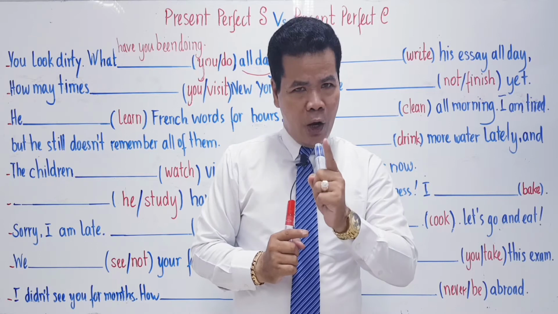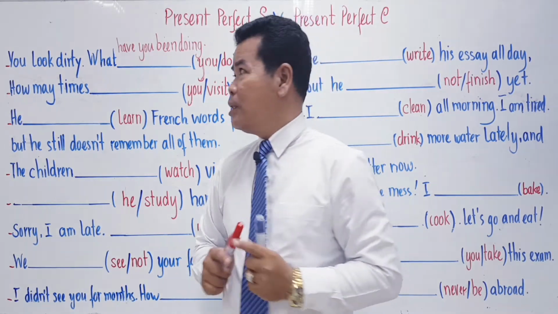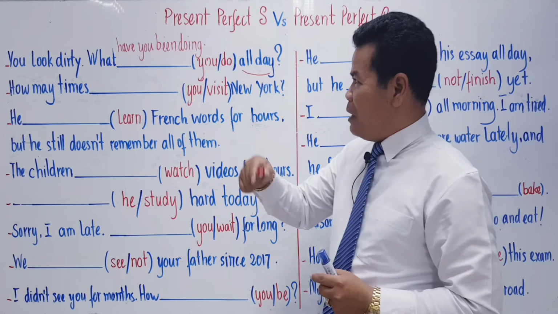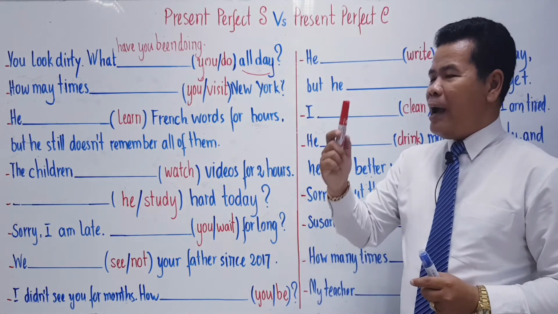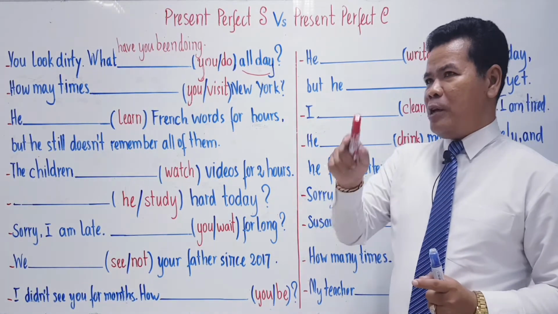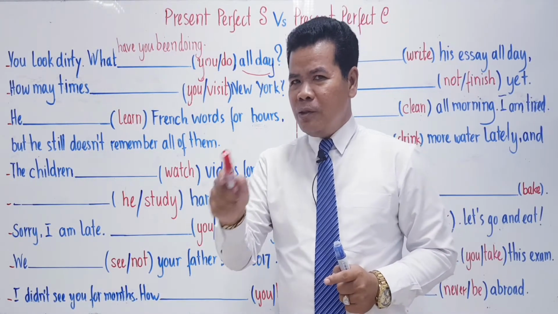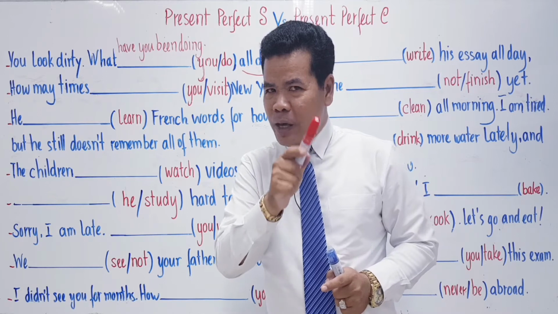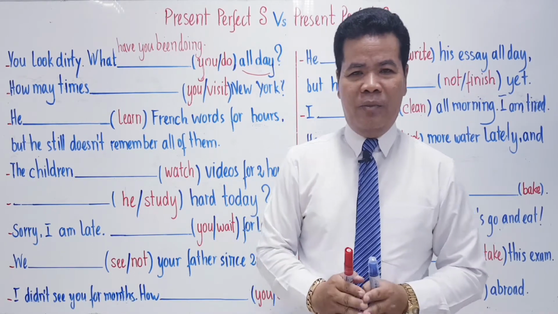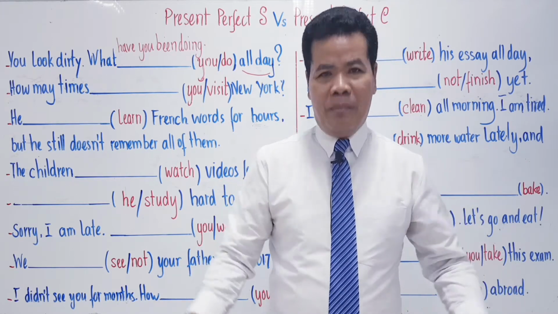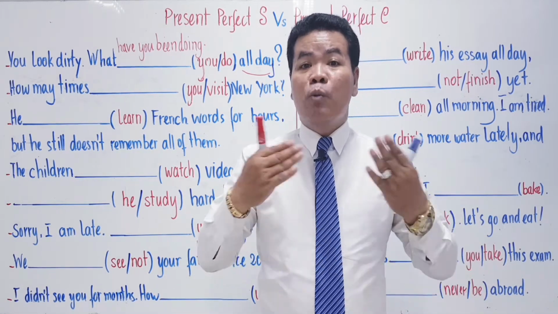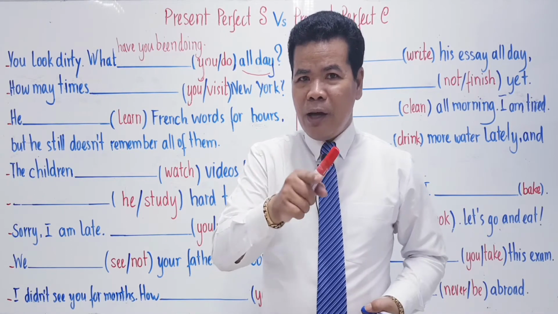Okay? So, what are you going to use? How many times have you been visiting New York, or how many times have you visited New York? When you use present perfect simple, try to think again about experience in one's life, during your lifetime. Okay? In your lifetime, or experience in one's life, what are you going to choose?